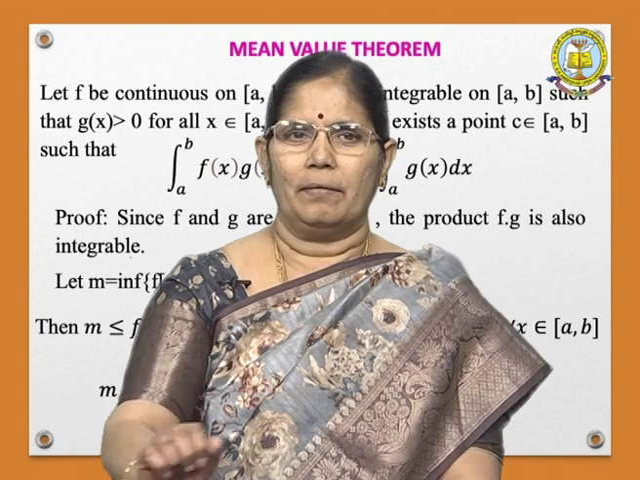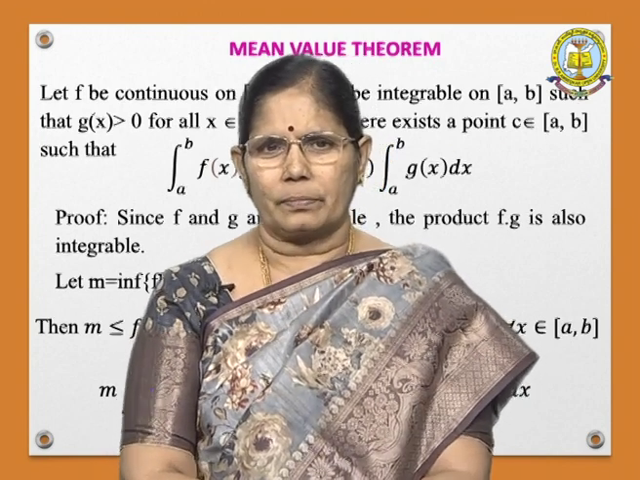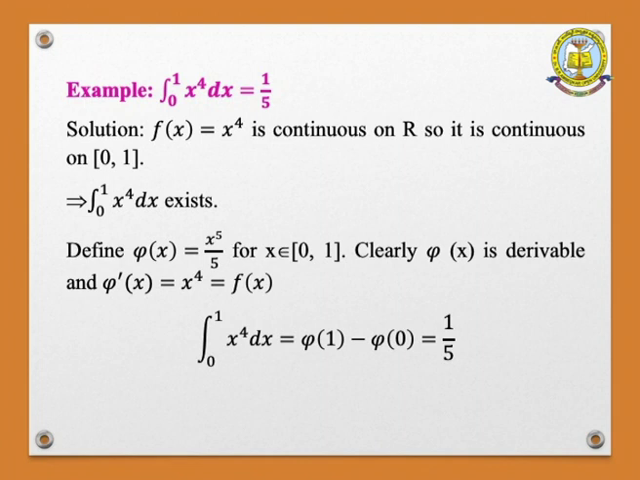So, how do you apply it? For example, just look at this. The integral 0 to 1 of x power 4 dx is equal to 1 by 5. Generally, how do you solve this sum? We know that the integral of x power n dx is x power n plus 1 by n plus 1. So, the integral of x power 4 is x power 5 by 5. If you apply limits 0 to 1, you get 1 by 5. The same thing we are going to prove by making use of the fundamental theorem of integral calculus.